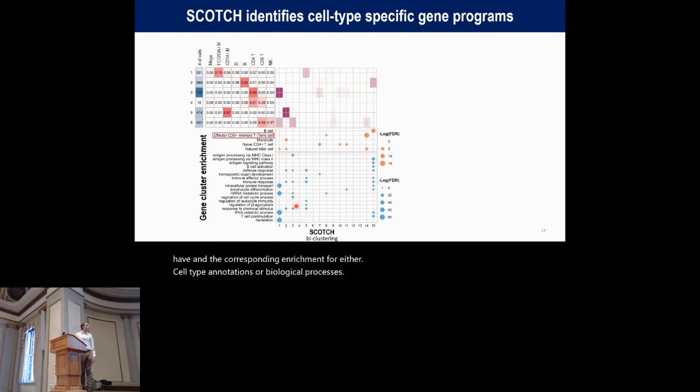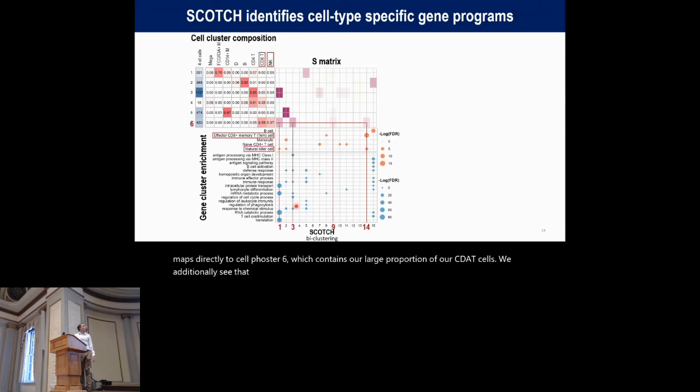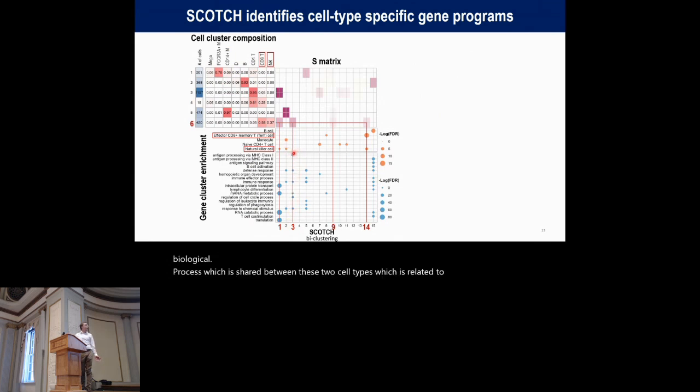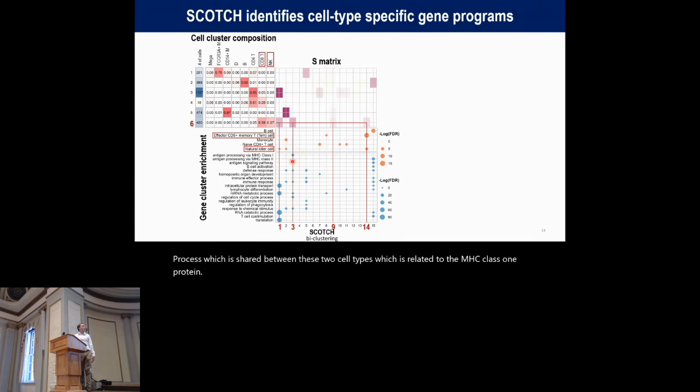So just to highlight a few of the interesting things that are present here, we can clearly see that in gene cluster 14, there's a clear annotation for CD8 T cells, and this maps directly to cell cluster 6, which contains a large proportion of our CD8 T cells. We additionally see that this cluster maps to our natural killer cells, as well as a different biological process, which is shared between these two cell types, which is related to the MHC class 1 protein. And that functionality is grouped within gene program 3.